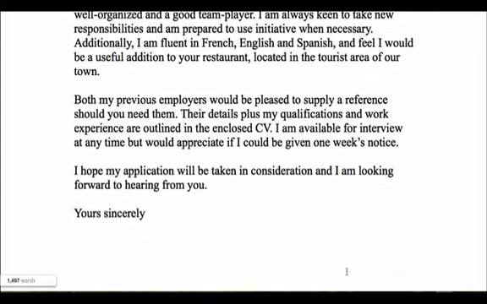Both my previous employers would be pleased to supply a reference should you need them. Their details plus my qualifications and work experience are outlined in the enclosed CV. I am available for interview at any time, but would appreciate if I could be given 1 week's notice. I hope my application will be taken in consideration, and I am looking forward to hearing from you. Yours sincerely.